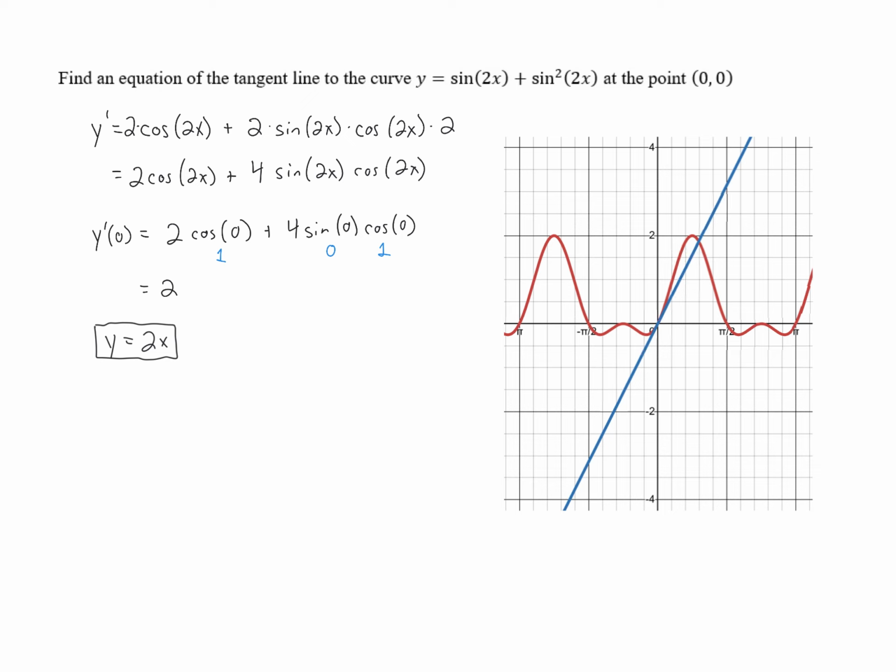It does cross over the curve later. I mean, it's perfectly possible for a tangent line to then cross the function somewhere later. I know sometimes students get befuddled by that, but if we were to zoom in, and I can't actually zoom in much here because this is just a screenshot of the graph, but if you were to zoom in, you would see that these two are tangent to each other at the origin.